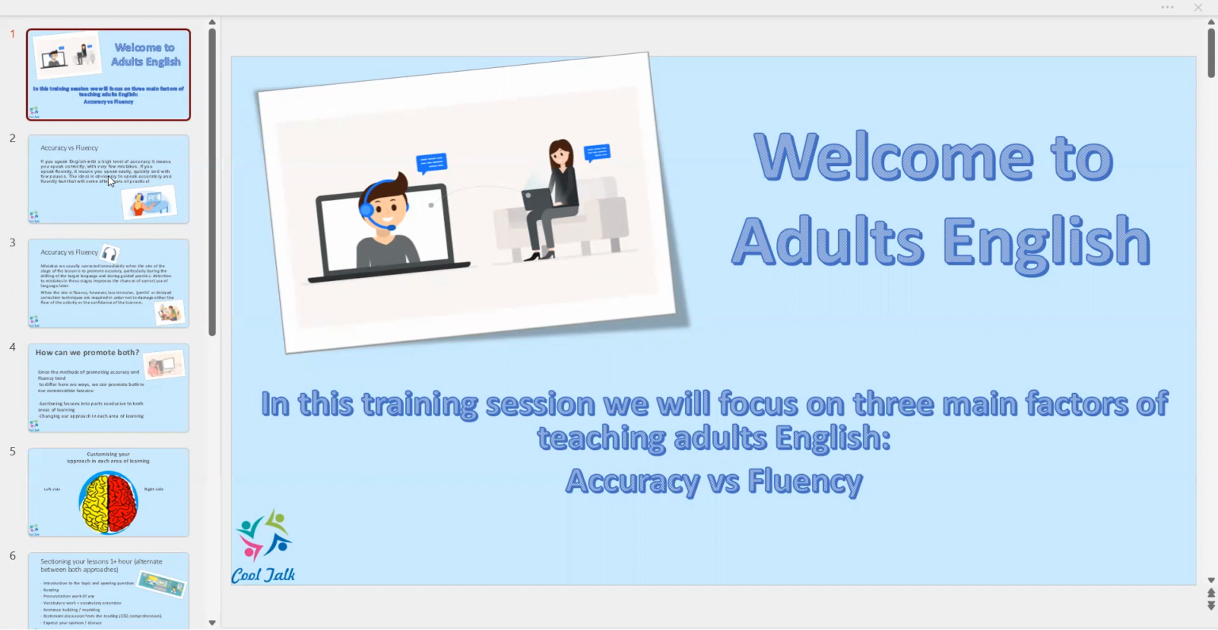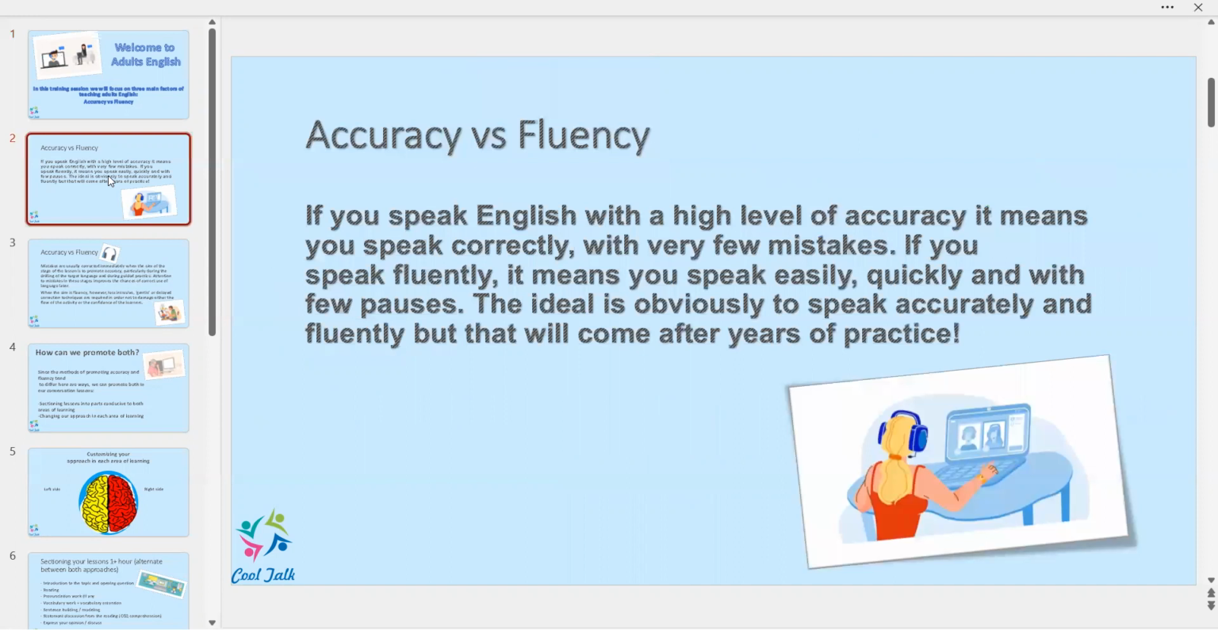All right, so let's define accuracy and fluency. If you speak English with a high level of accuracy, it means you speak correctly with very few mistakes. So their grammar is on point, basically. Their vocabulary is advanced, their word order is correct. But if you speak fluently, it means you speak easily, quickly, with few pauses in between. The ideal is obviously for both of these to be married, and your language learner is speaking with accuracy and with fluency. So that is obviously for most of our learners the target in their lessons.